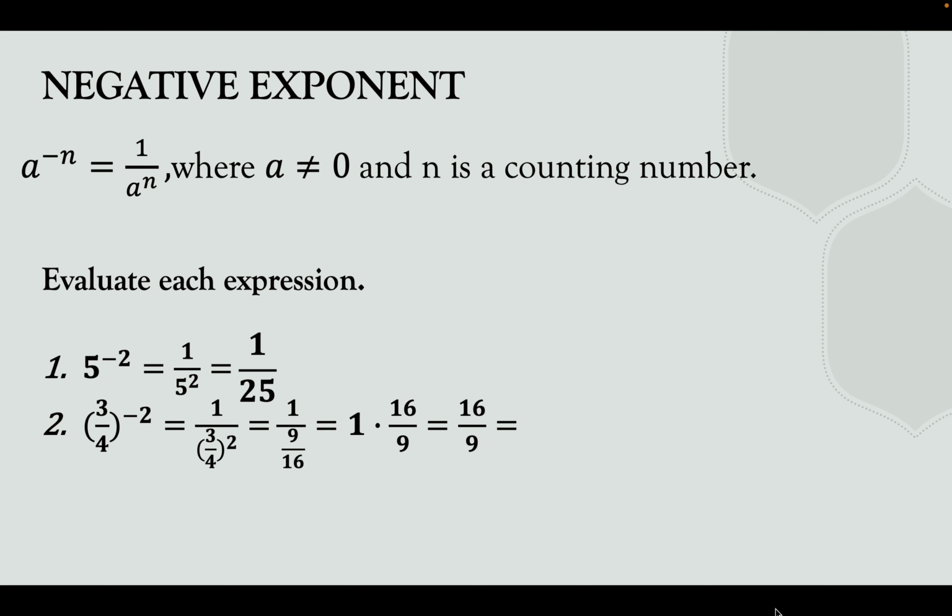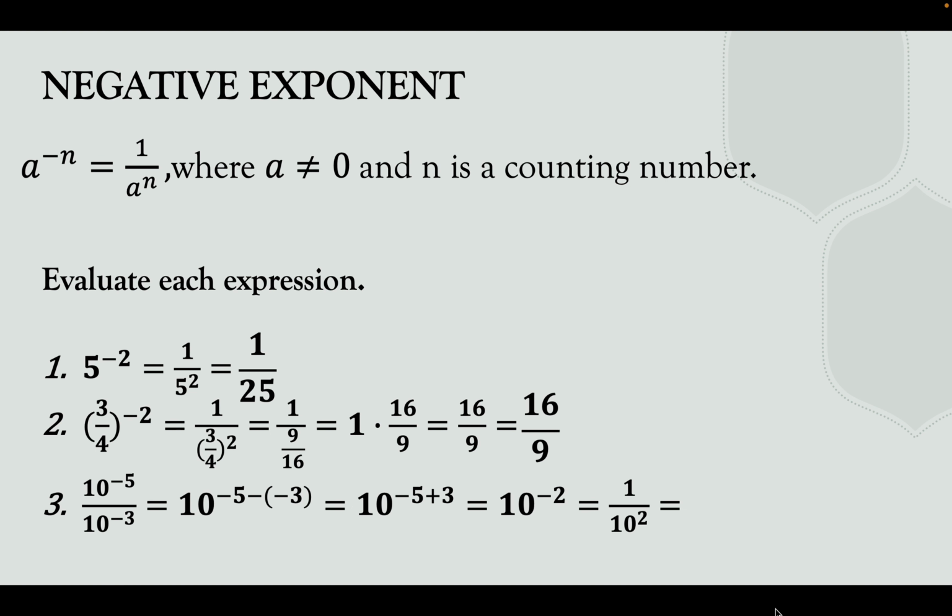Now class, to simplify this one, you just need to multiply the numerator by the reciprocal of the denominator. So for example, we have 9 over 16, the reciprocal of 9 over 16 is 16 over 9. So we just need to multiply 1 times the reciprocal of 9 over 16, that is 16 over 9. So 1 times 16 over 9, so we have 16 over 9.